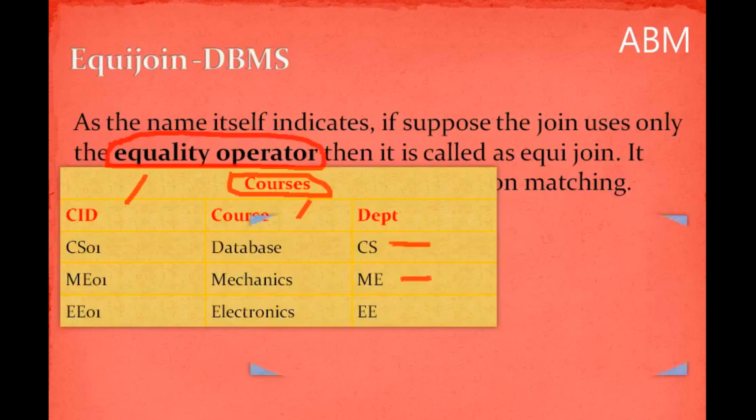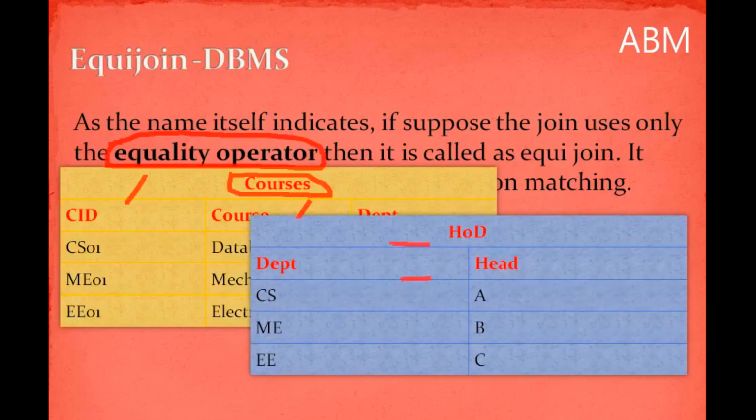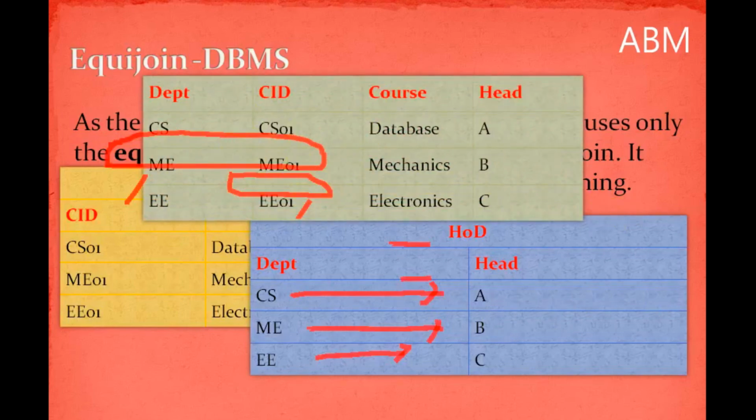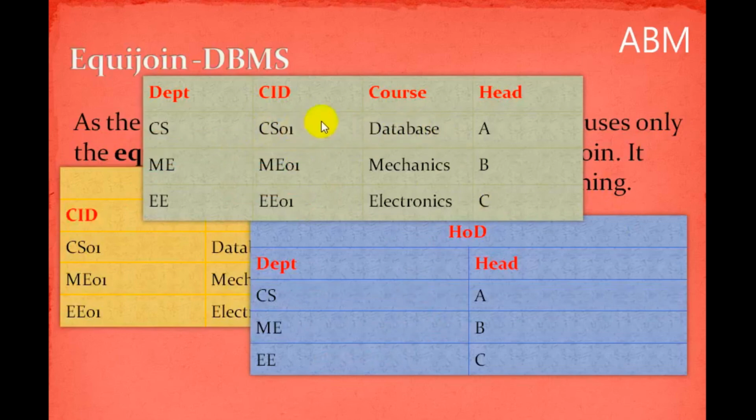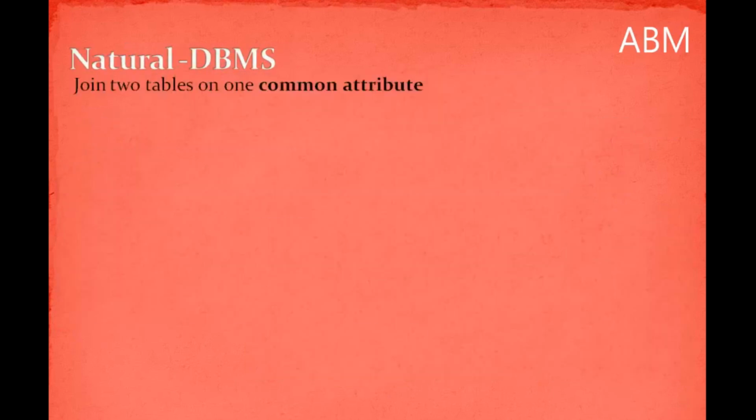Now we have the second table where the computer science department HOD is Mr. A, the mechanical engineering department HOD is Mr. B, and electrical engineering HOD is Mr. C. So how can we combine this by using the equijoin? You can see that all the data is populated and shown here: the CS department HOD is A. The HOD data is taken from the second table. Mechanical engineering HOD is Mr. B, and electrical engineering HOD is Mr. C.